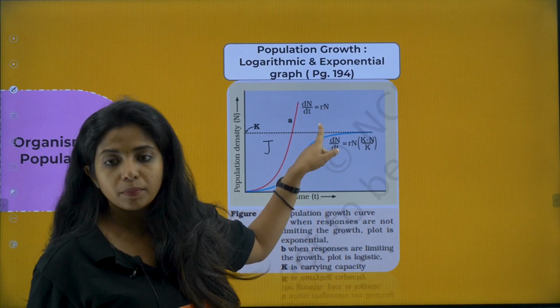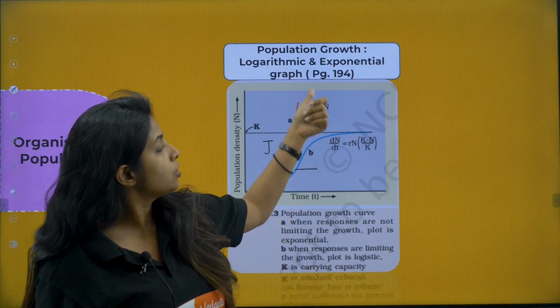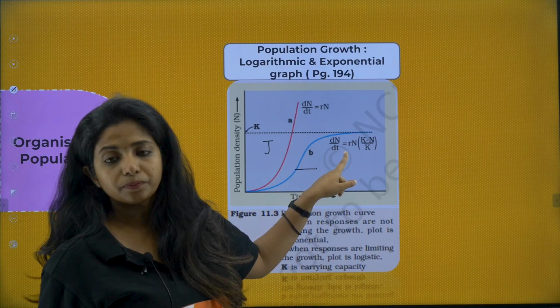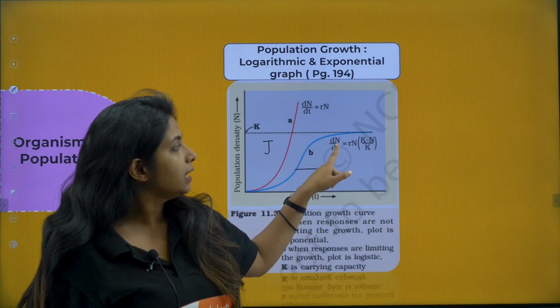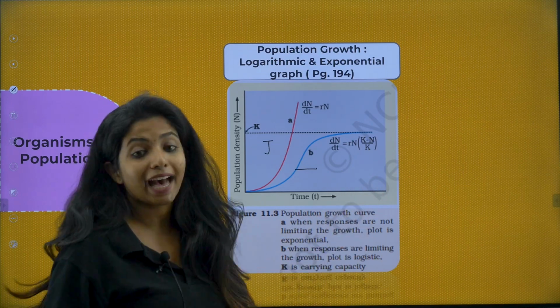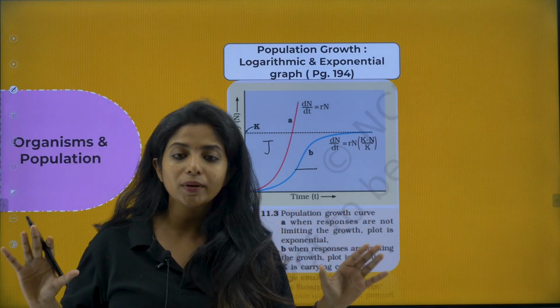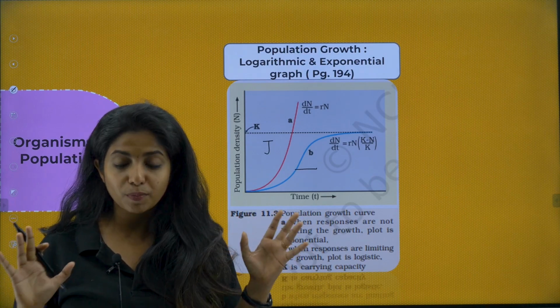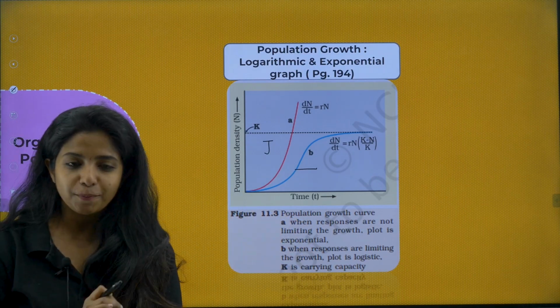This is the formula: dN/dt = rN for exponential, and for logistic it is dN/dt = rN (K minus N) divided by K. So what is K? Carrying capacity. That means that's the only limit up to which this particular population can be carried. Okay?